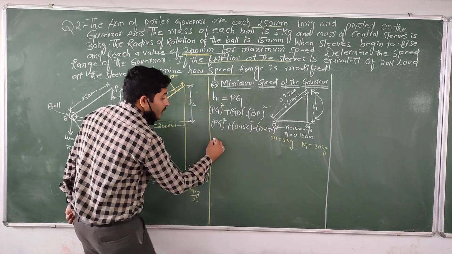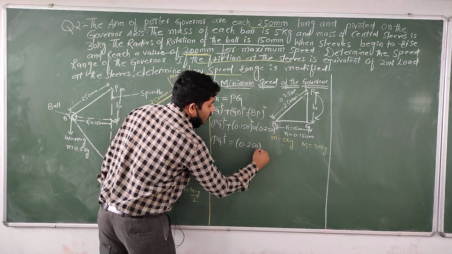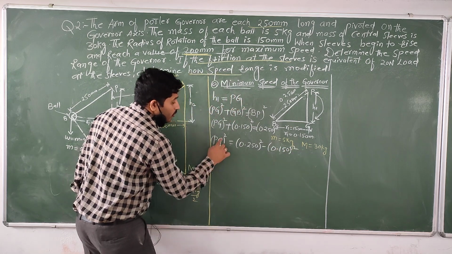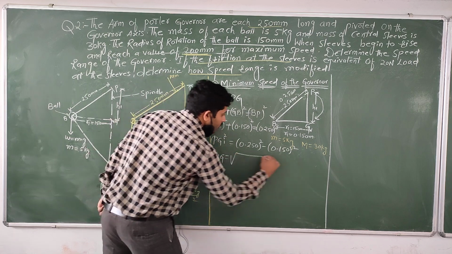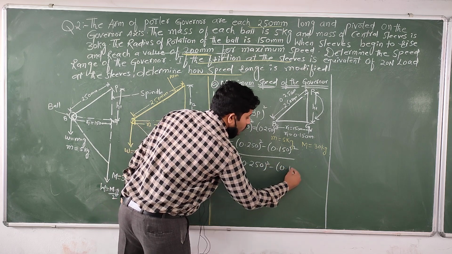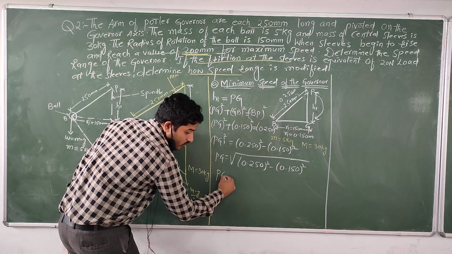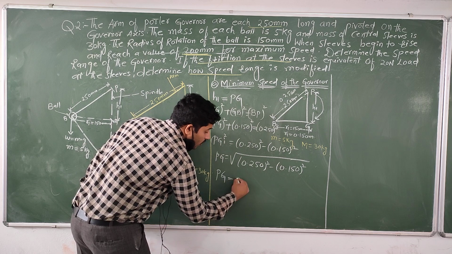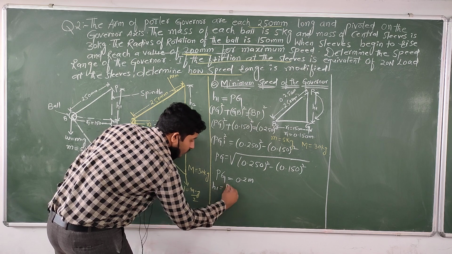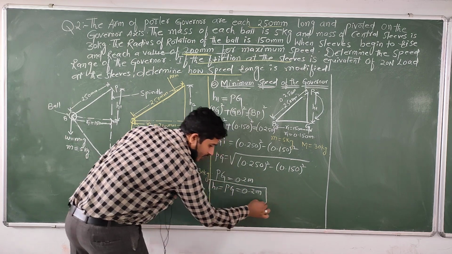0.250 whole square. Then PG square equal to 0.250 whole square minus 0.150 whole square. If you remove the square, it becomes a root: root of 0.250 whole square minus 0.150 whole square. Then the PG value you will get is 0.2 meter. That is the value of H1. H1 equal to PG, PG equal to 0.2 meter.